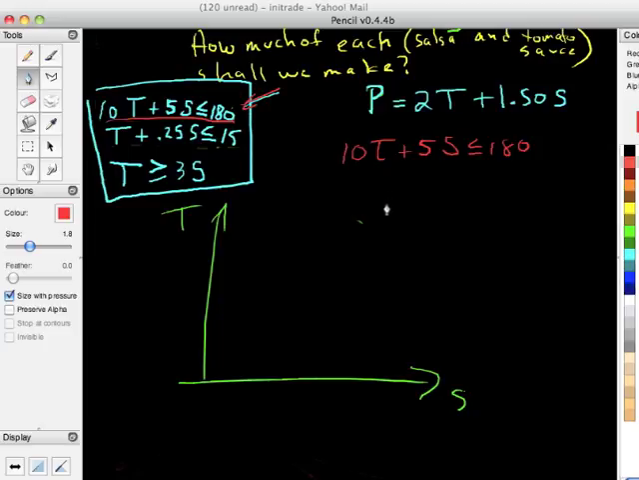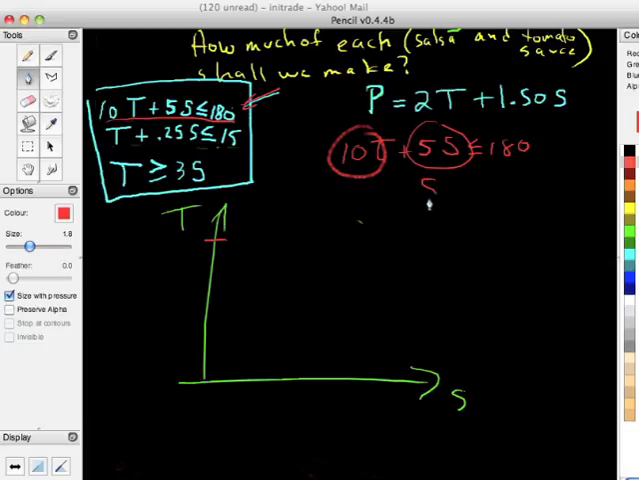So what is the vertical intercept right here? Sorry, s would be equal to 0 because we're on this axis. Then 10t is equal to 180, or t is equal to 18. So we're right there. Let me write that. And what about when t is equal to 0? So we're on the s-axis.